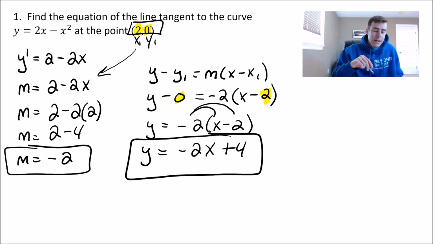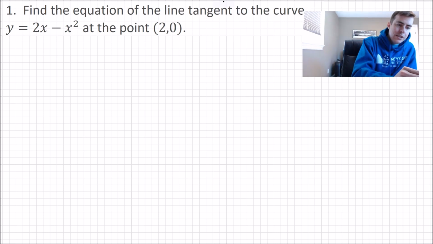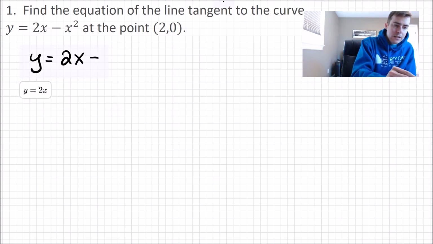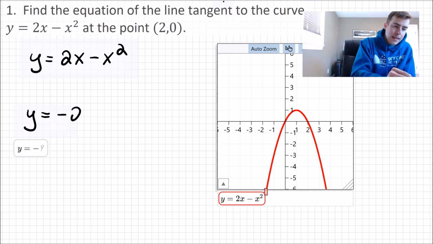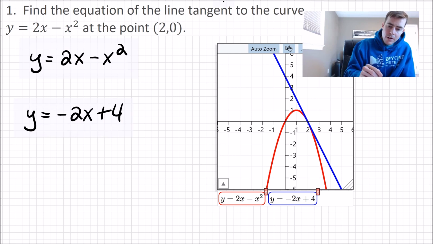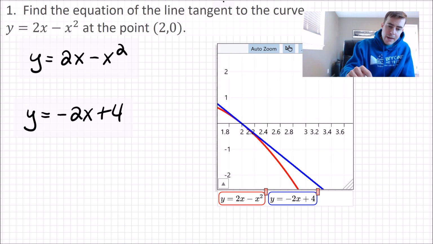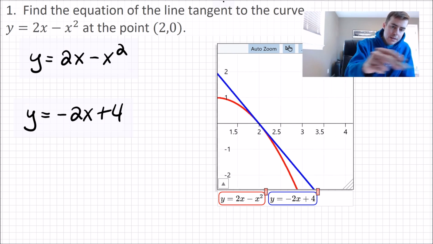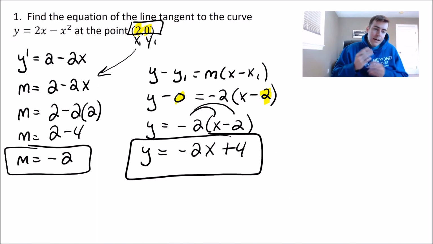Okay, so if you look at this here, and let me show you on a graph what this is going to look like. So if I pull up a graph here, let's say for instance that I just graphed y equals 2x minus x squared. Okay, if I graph that here, well, what we just came up with was the graph y equals negative 2x plus 4. If I graph that on this graph as well, you can see that those intersect where they're tangent at that point (2, 0), which you could see is right there. So that's how I know I've done this correctly, and that would be it.